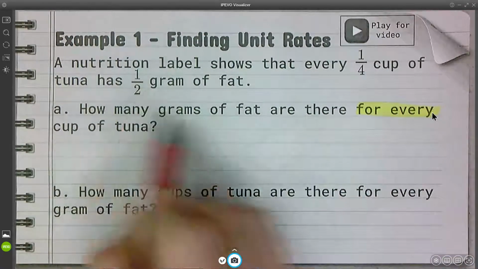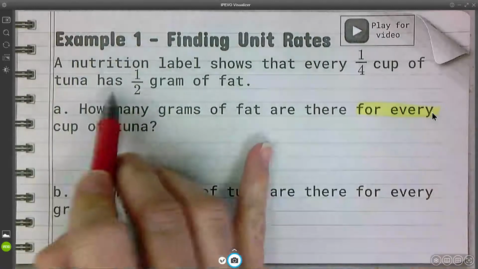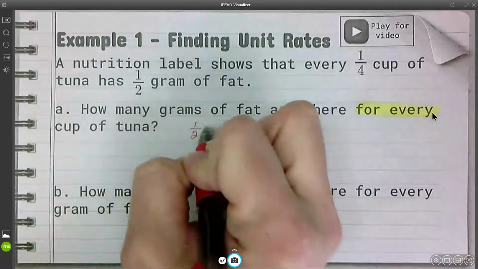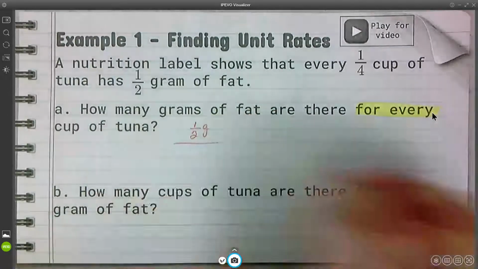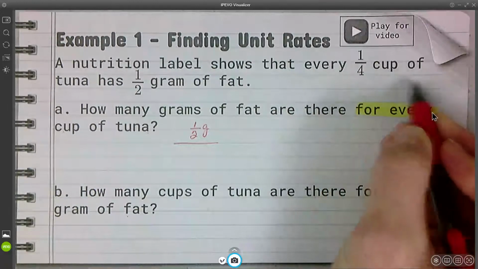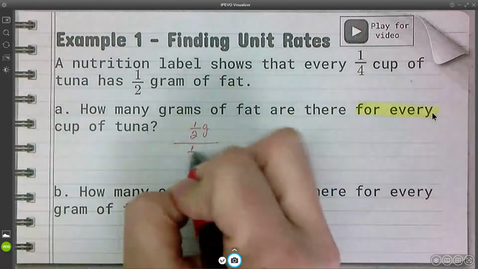So what were we told about grams of fat? We were told that there's a half a gram of fat, so that goes in our numerator. So 1/2 grams over the cups of tuna. And our given ratio was 1/4 cup of tuna. So that goes in our denominator.